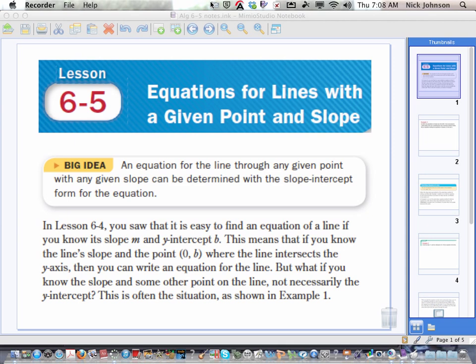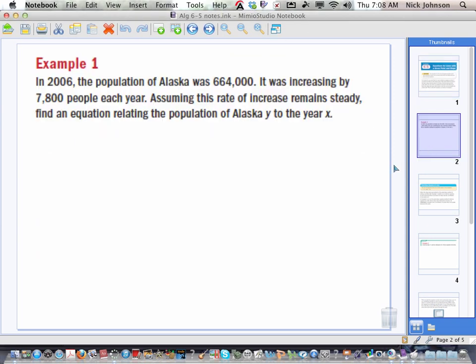But what happens if you know the slope and some other point on the line? Not necessarily the y-intercept. This is often the situation as shown in example 1. So we're going to show you the long way here. Example 1 says, in 2006, the population of Alaska was 664,000. It was increasing by 7,800 people each year. Assuming this rate of increase is steady, find an equation relating the population of Alaska, y, to the year, x.